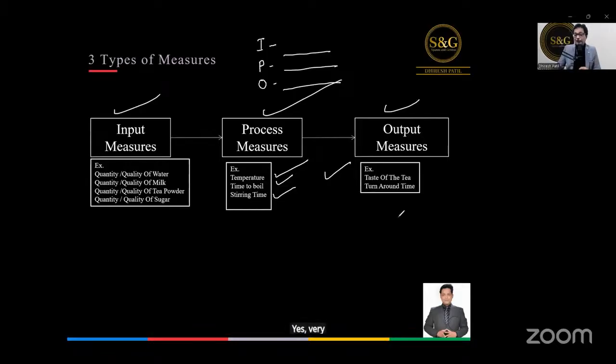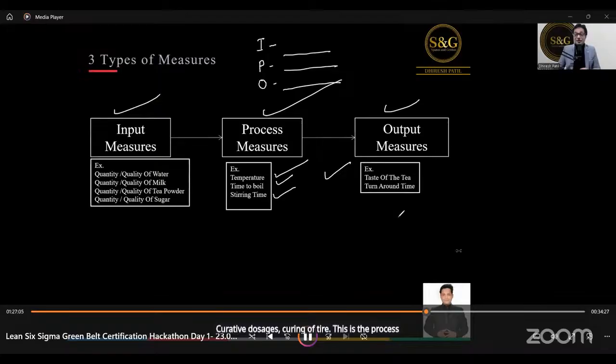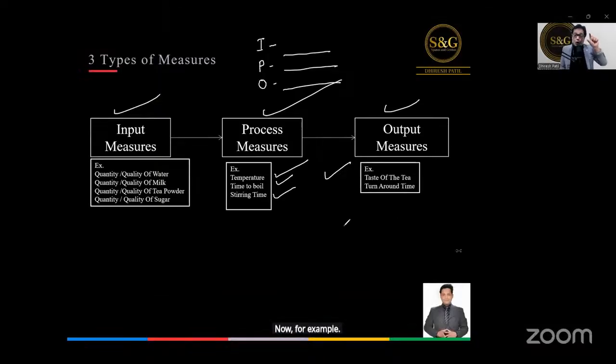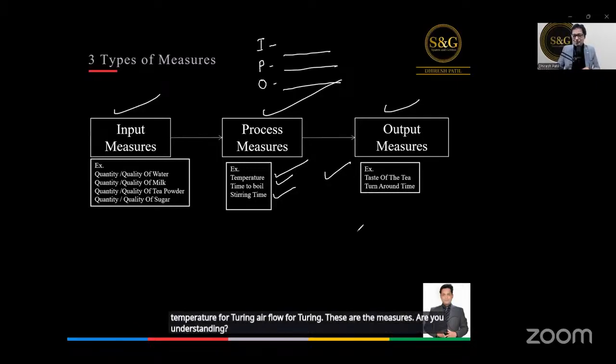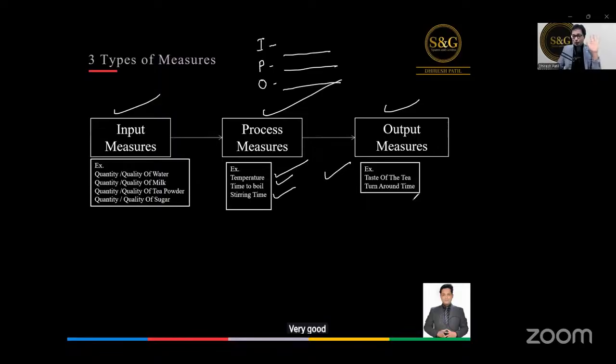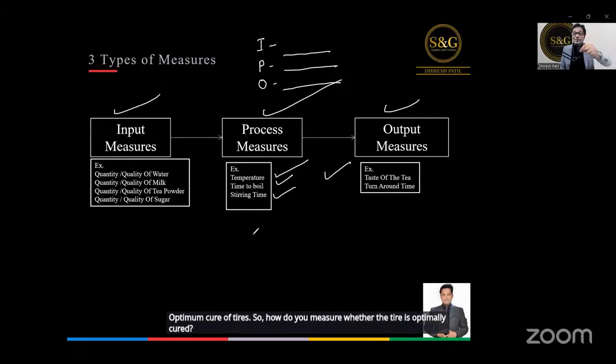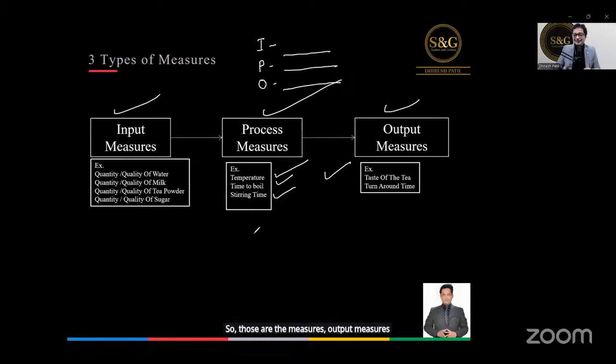Yes, very good. Curative dosages, curing of tire. This is the process. Understand this. Now, for example, curative dosages. So, quantity of curative dosages. That is the measure. Curing of tire is a process. Time of curing, temperature for curing, airflow for curing. These are the measures. Are you understanding? Very good. Polymer strength is a measure. Very nice. Super. Optimum cure of tires. So how do you measure whether the tire is optimally cured? Those are the output measures. Yes? Fantastic, fantastic.